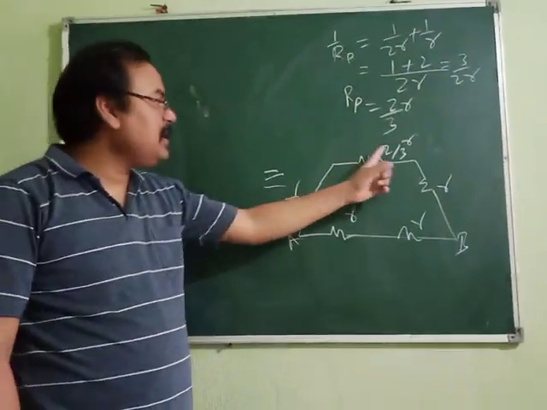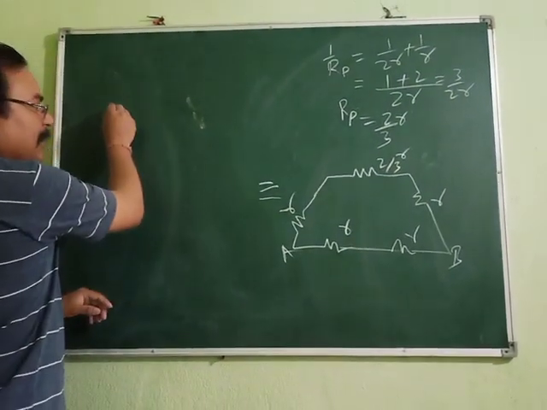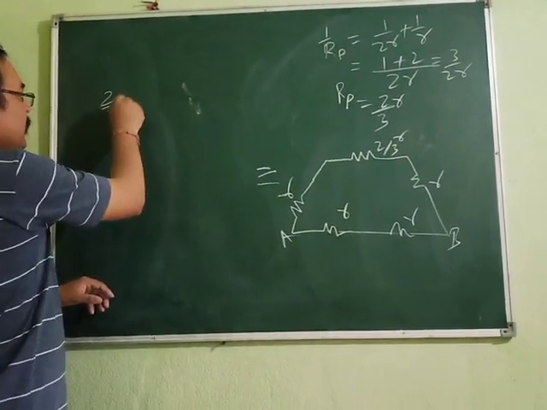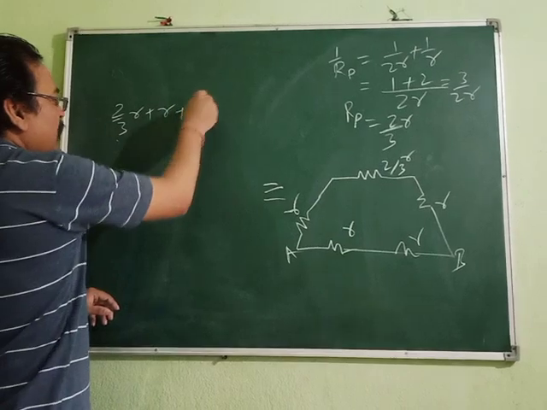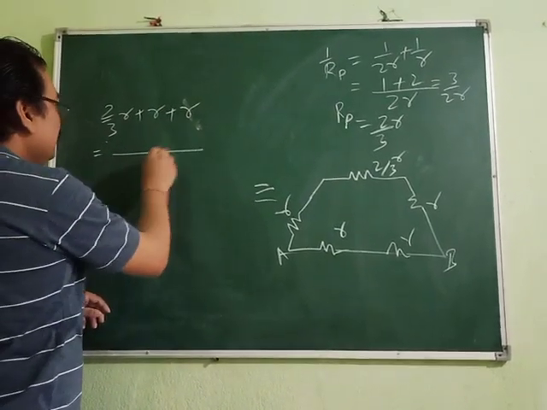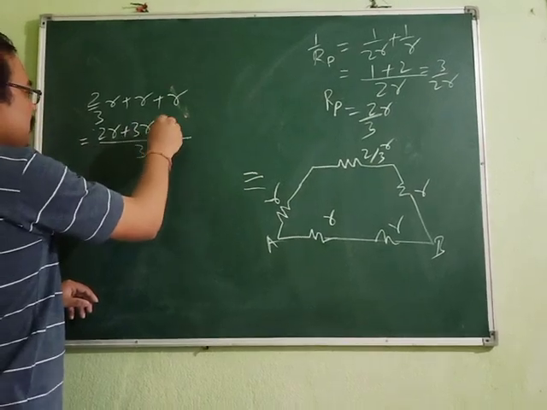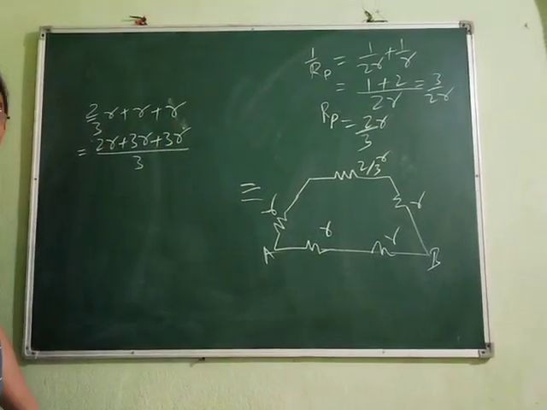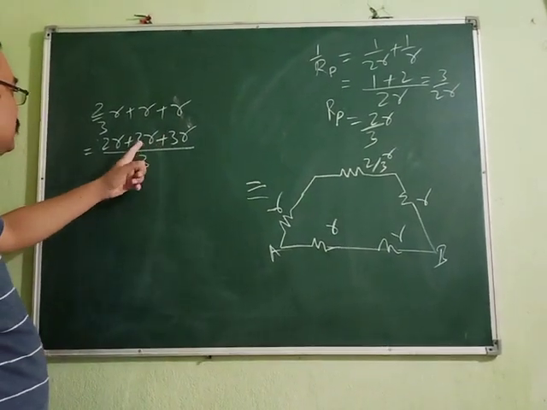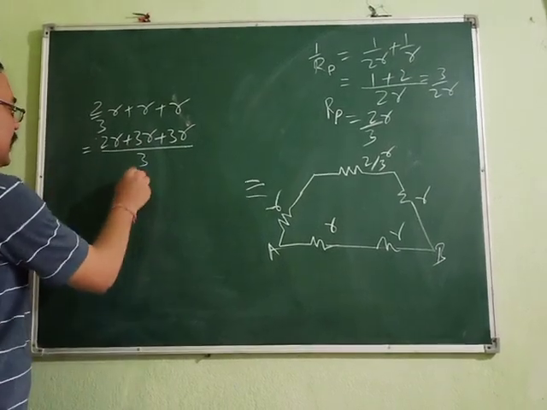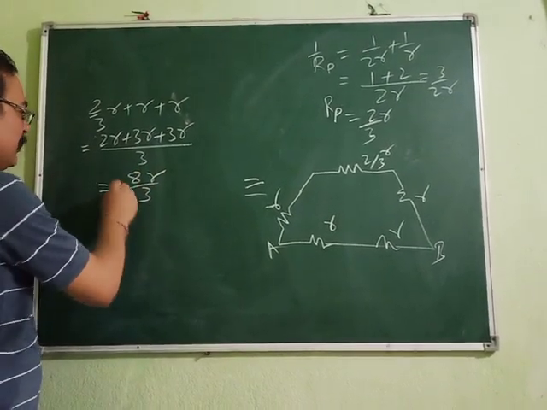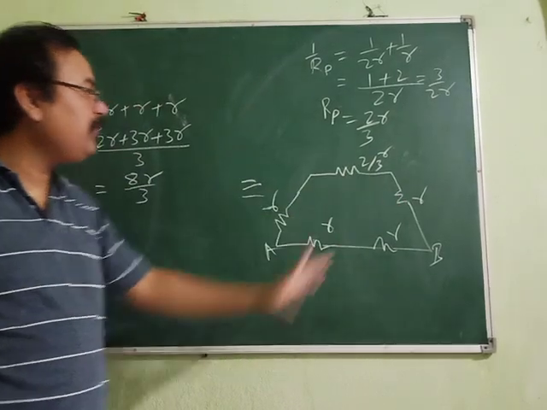As these three are in series, so what we can write? 2 by 3R plus R plus R. So what we'll get? We can take the LCM as 3. So 2R plus 3R plus 3R. So what we'll get? 3 plus 3 is 6 plus 2 is 8. We'll get 8R by 3. So these three combine to give 8R by 3.